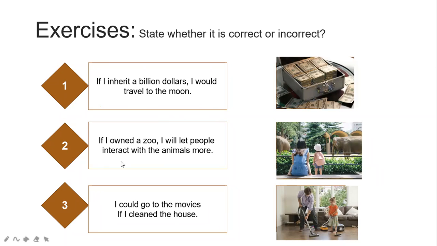Oke, number two. Correct or incorrect? Oke, make it quick. Betul apa salah nih? Wrong. Salah, sir. Mana salahnya? Will-nya, sir. Harusnya? Would. Yeah, I would. Okay, if I owned a zoo, I would let people interact with the animals more.